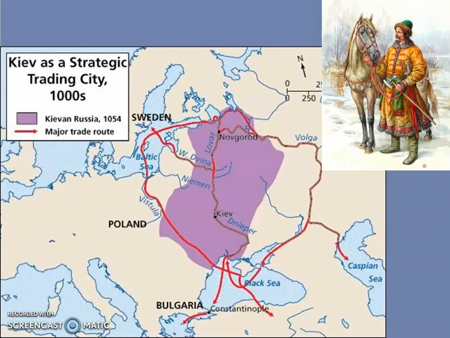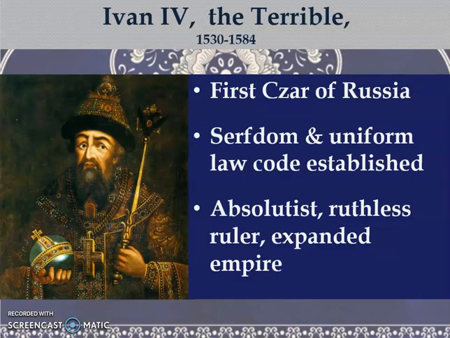When the Mongols were finally expelled in the 15th century, we still see a series of internal struggles to create a unified state, in particular from the power of the boyars or the nobility in this region. They were loath to give up their regional power to any one leader. That will change under the harsh rule of Ivan IV, who also earns the nickname Ivan the Terrible.